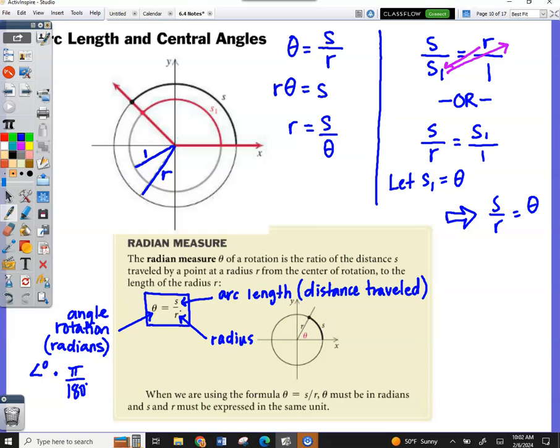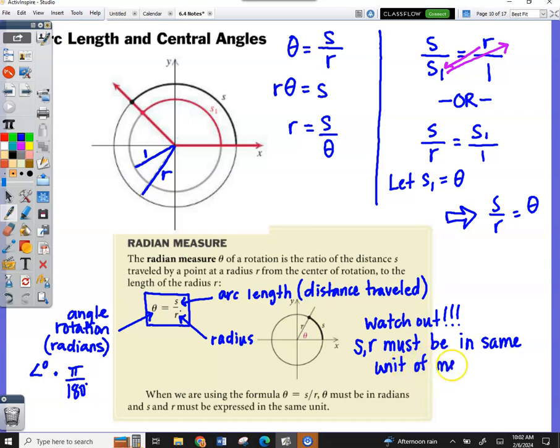Let's make a note here. There's one more thing you have to watch out for. So I'm going to put watch out. S and R must be in the same unit of measurement. If the radius is in inches, but the arc length is in feet, you have a problem.